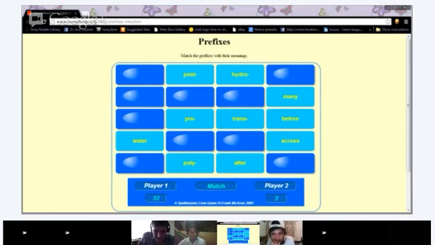Okay, choose 2 for me. Column 4. Row 5. Between. Column 1, row 2, maybe. Row 2. Yes. Okay, so that was 3. 3 and between. Okay. All right.